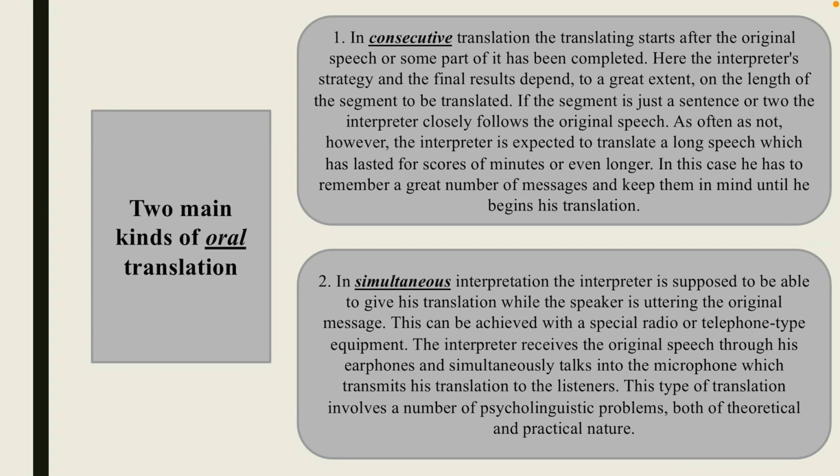The second, in simultaneous interpretation, the interpreter is supposed to be able to give his translation while the speaker is uttering the original message. This can be achieved with special radio or telephone type equipment. The interpreter receives the original speech through his earphones and simultaneously talks into the microphone, which transmits his translation to the listeners. This type of translation involves a number of psycholinguistic problems, both of theoretical and practical nature.